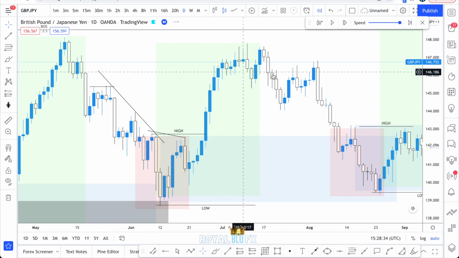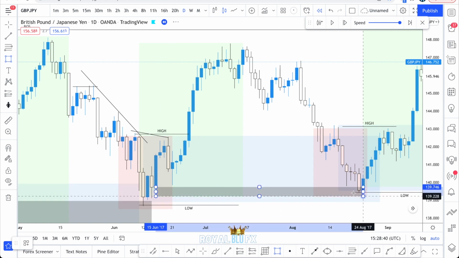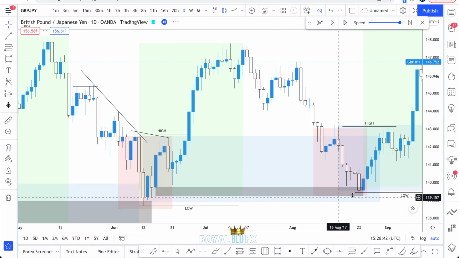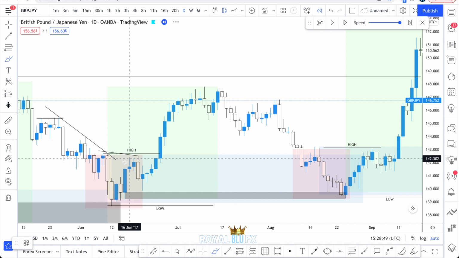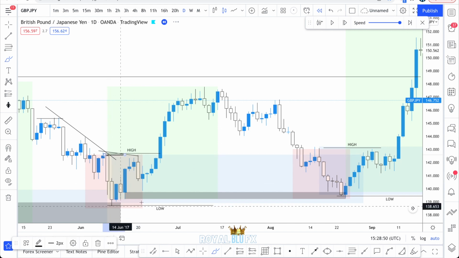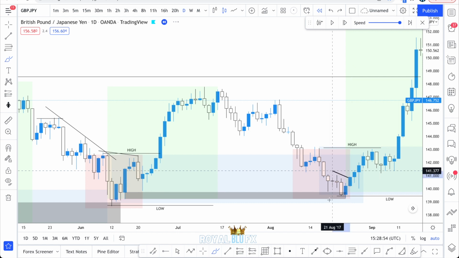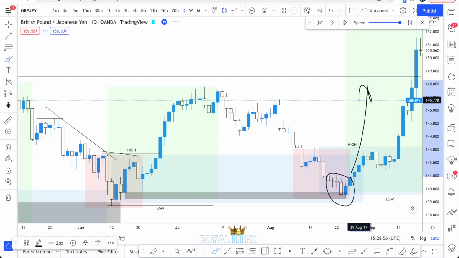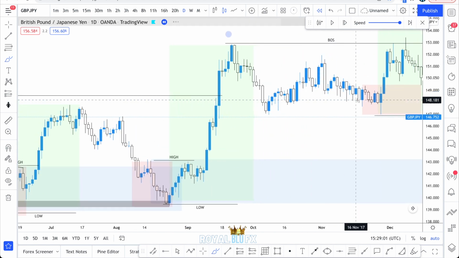So liquidity first, then price needs to come back to an area to fill out the imbalance, which is right here. The imbalance was filled, and then the last sell order was fulfilled as well. You can see here's the high and here's the low, and price came back to this area nicely, and then price took off again.